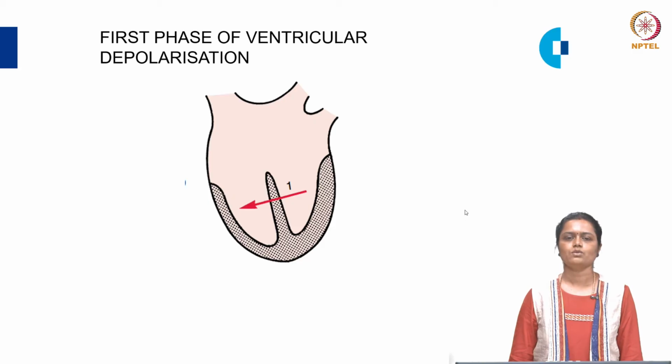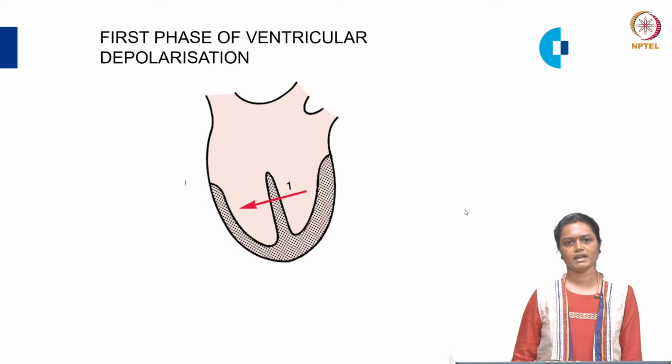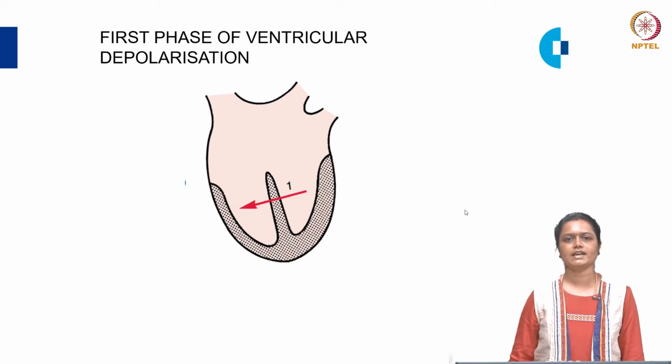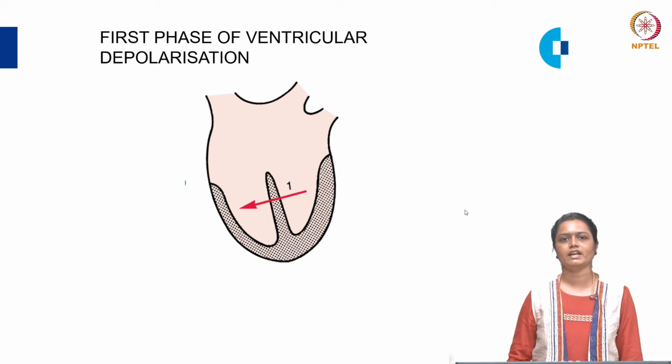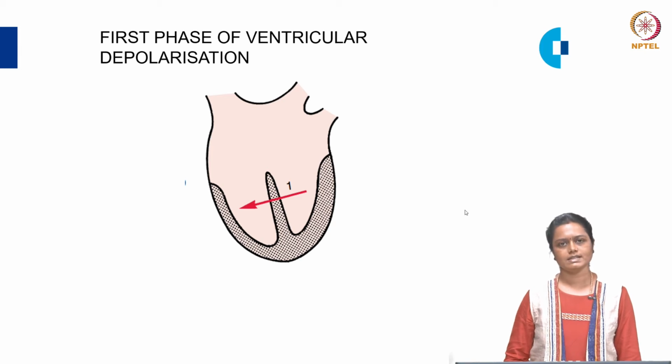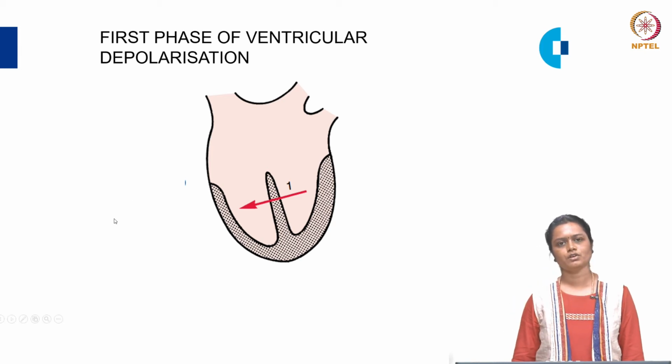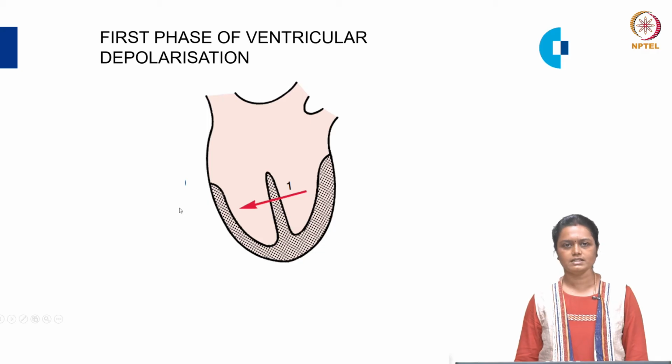So, now we will see the morphology of the QRS complex in the chest leads. For this you must remember 2 points. The first is the 2 phases of ventricular depolarization, and the second is the nomenclature of QRS complexes. If you understand these 2 points, then you can interpret the morphology of the QRS complex in all the lead systems. First, we will see the chest leads.